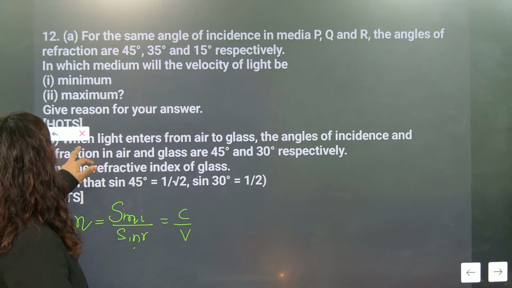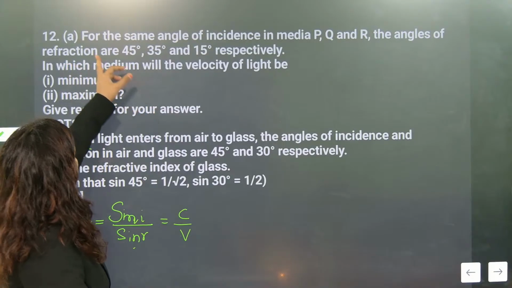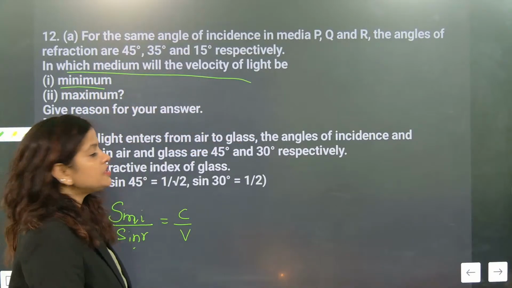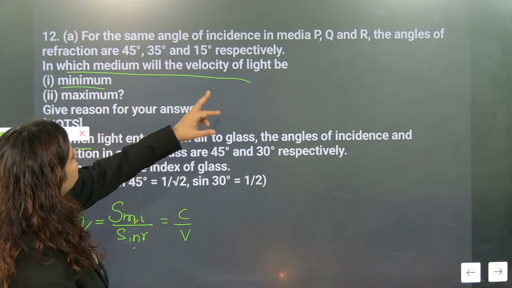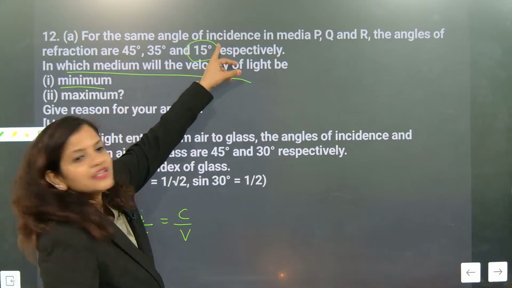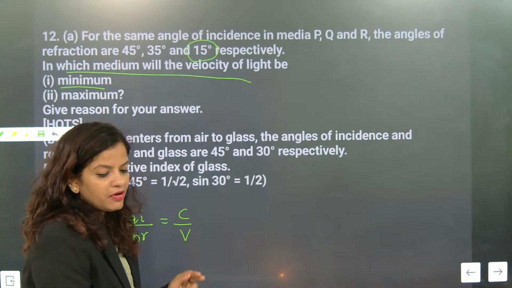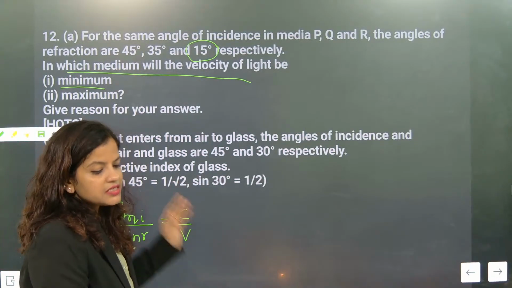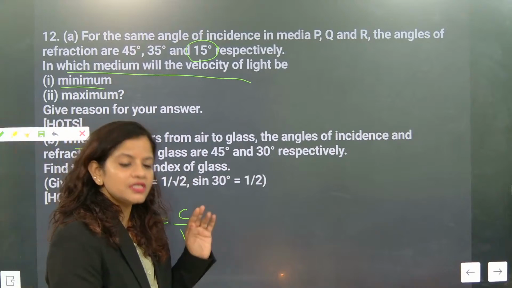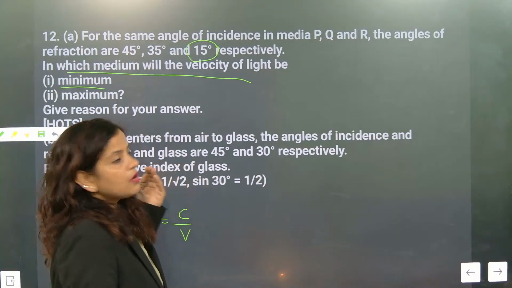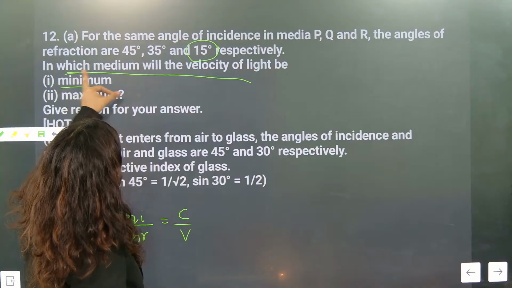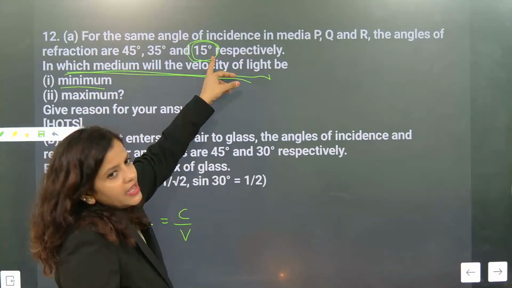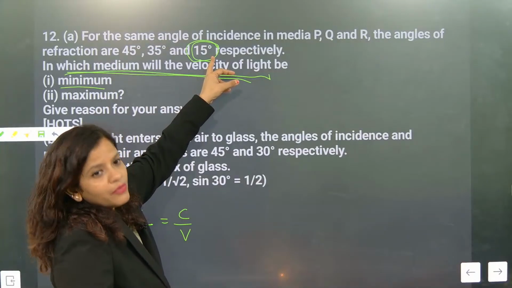So what they are asking is, in which medium will the velocity of light be minimum? In which medium, P, Q or R? So the angle is very less now. So the velocity of light will be minimum in medium R, since the R angle is very less. Since the angle is less, the velocity is very less. Understood? It will bend towards the normal more. Understood?